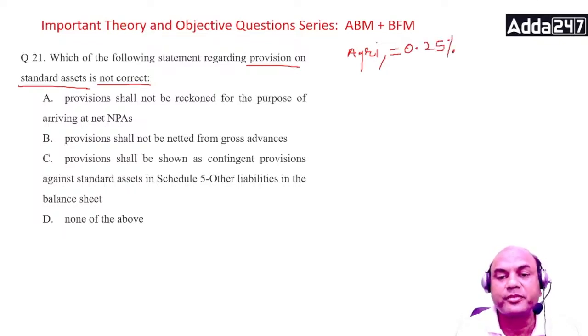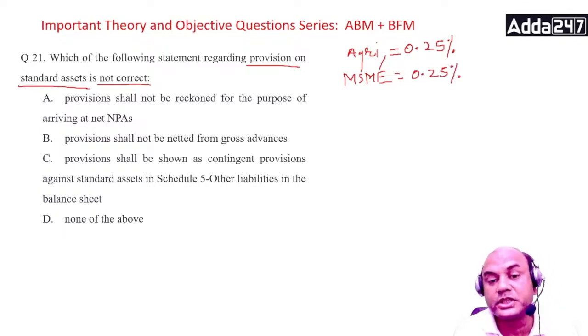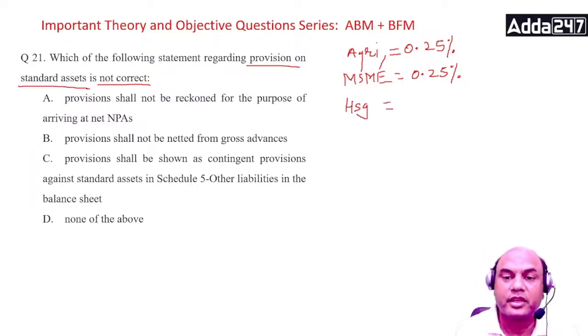Okay, for MSME standard asset, the provision is, everyone in the comment section, 0.25%, right? For housing, individual housing, remember it is individual housing, the provision is, everyone think over it. I want the answer in the comment section. These questions do come in the exam. Again 0.25%.